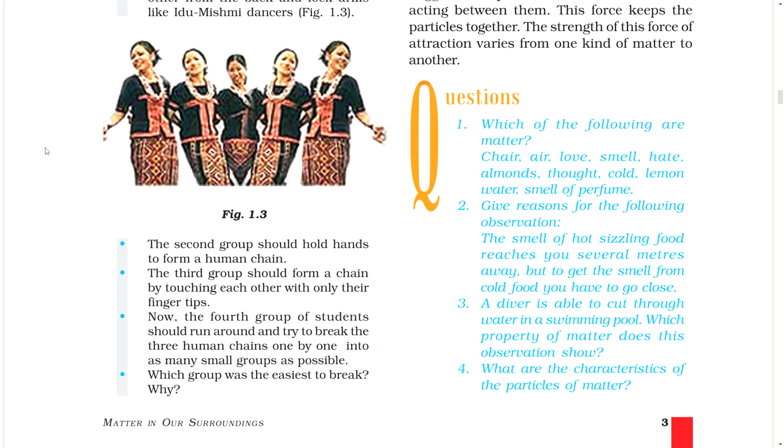Questions. 1. Which of the following are matter: chair, air, love, smell, hate, almonds, thought, coat, lemon, water, smell of perfume? 2. Give reasons for the following observation. The smell of hot sizzling food reaches you several meters away, but to get the smell from cold food, you have to go close. 3. A diver is able to cut through water in a swimming pool. Which property of matter does this observation show? 4. What are the characteristics of the particles of matter? Comment on this.